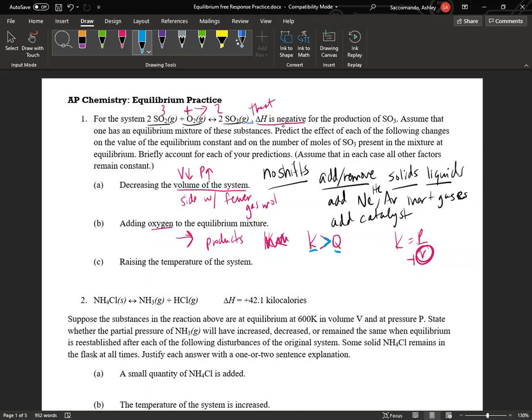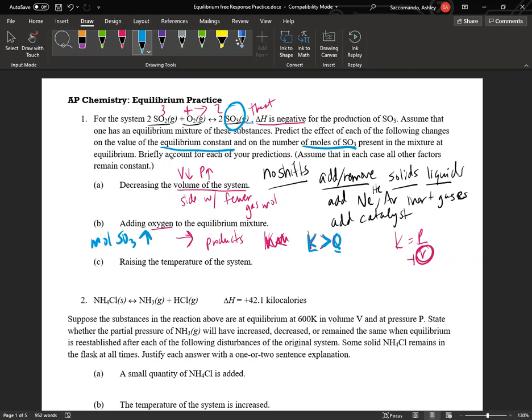Here it wants you to predict the effect of each of the following changes on the equilibrium constant and on the number of moles of SO3. So for this one, I would say the moles of SO3 is going to increase because adding in the reactant makes it shift right towards the product, creating a K greater than Q situation, where you have too many reactants, so it's going to proceed towards the products in order to get back to equilibrium.